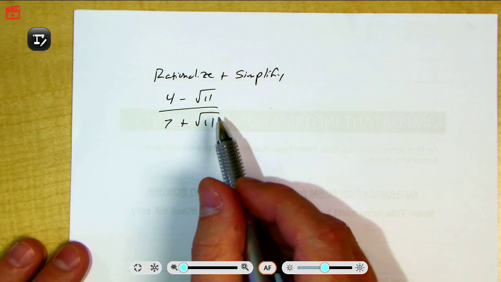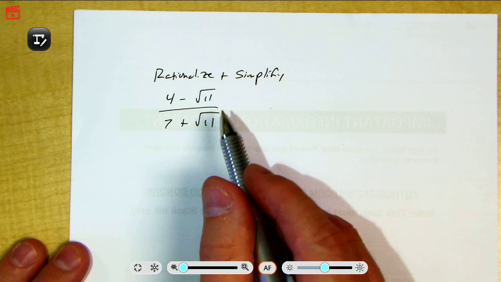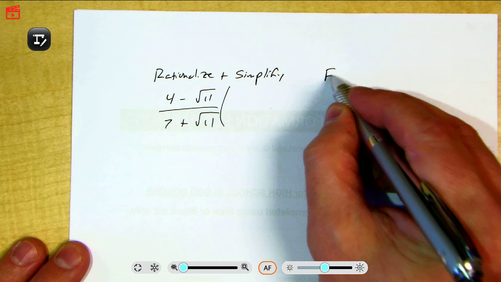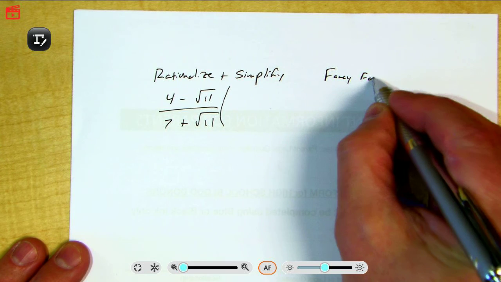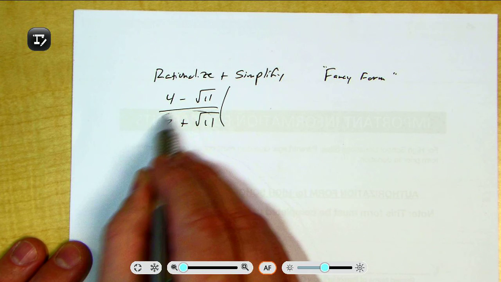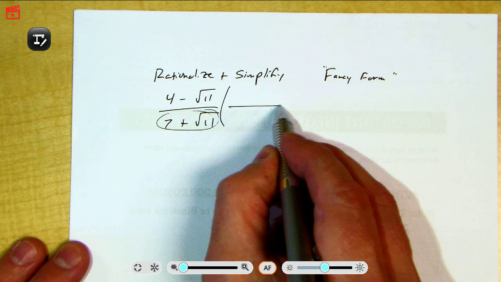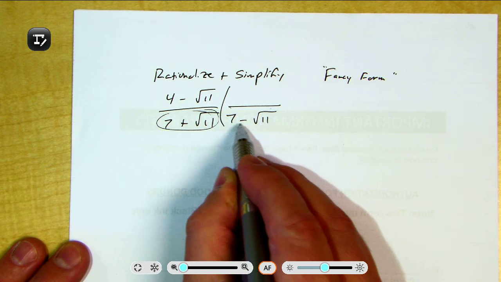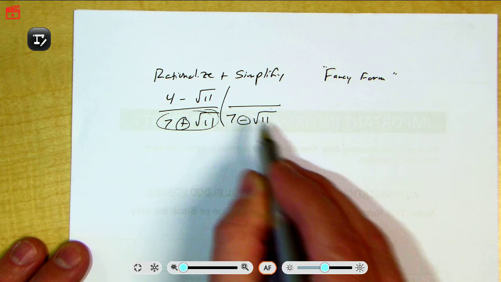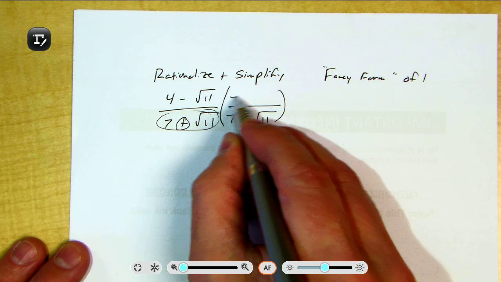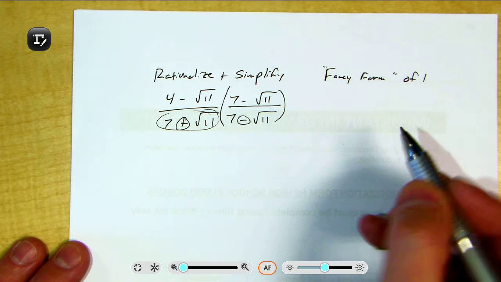If we're going to rationalize and simplify, remember to rationalize you have to multiply by a fancy form of 1. I'm going to put fancy form right there to remember it. But the fancy form of 1 is based on your denominator. So we're going to multiply by the conjugate of that value, which is 7 minus rad 11. You just change this middle sign. But this has to be a fancy form of 1. So what you multiply on the bottom, you have to multiply on the top.